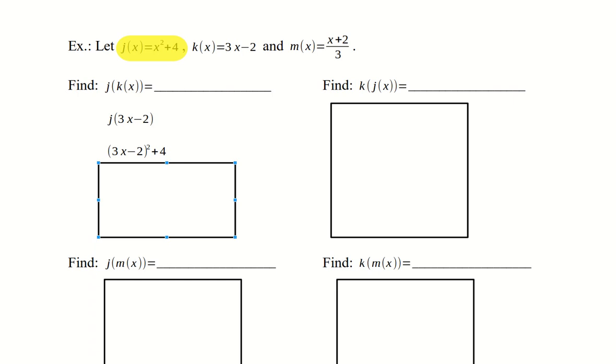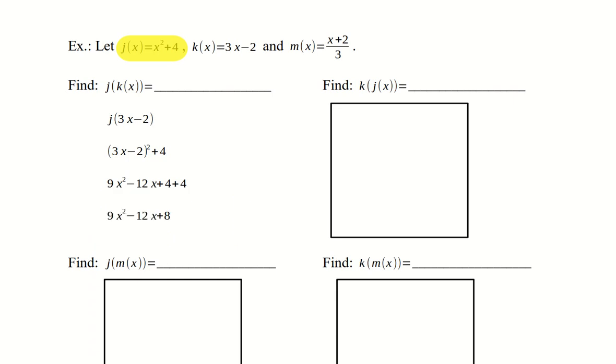Now we can do a little bit better than that. We can actually square 3x minus 2 and then combine those terms. So when we do that, square, double square, 3x times 3x is 9x squared. Negative 2 times negative 2 is 4. And then the double of the product, 3x times negative 2, and then doubled is negative 12x. And of course, don't forget that plus 4. When we combine those constant terms, we get a plus 8 there. So there's j of k of x.